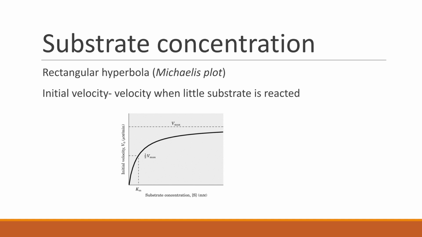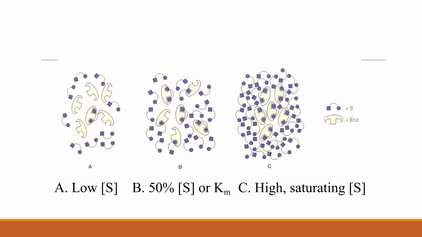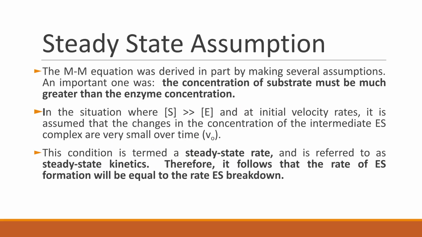Substrate concentration follows a rectangular hyperbola, known as the Michaelis plot. Initial velocity is the velocity when little substrate has reacted. The curve has 3 phases. In the first phase, velocity is proportional to substrate concentration, showing first-order kinetics. In the second phase, it shows mixed-order kinetics. In the third phase, all enzyme molecules are substrate-bound, and velocity remains unchanged, showing zero-order kinetics. The curve's phases correspond to low substrate concentration, 50% saturation, or Km, and high, saturating substrate concentration.